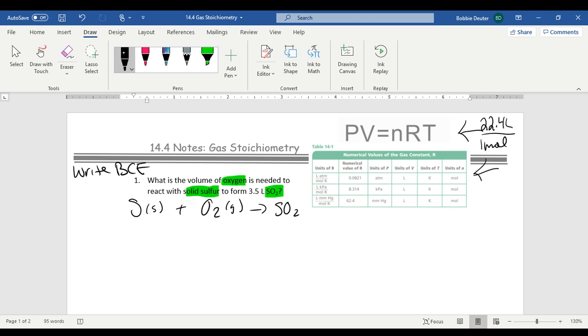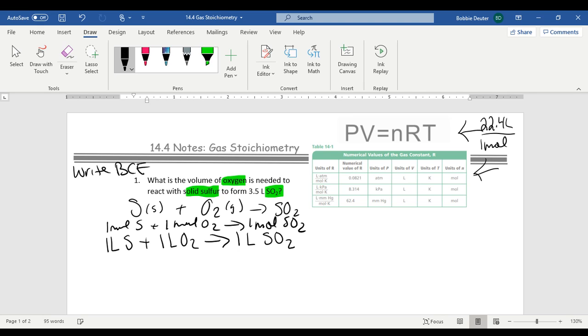We should remember that we can write this as 1 mole of sulfur plus 1 mole of oxygen gas and 1 mole of sulfur dioxide. That's just interpreting the equation. But if we look at Avogadro's principle, they're kind of proportional. So you can also write this as 1 liter of sulfur and 1 liter of oxygen gas react to form 1 liter of sulfur dioxide.